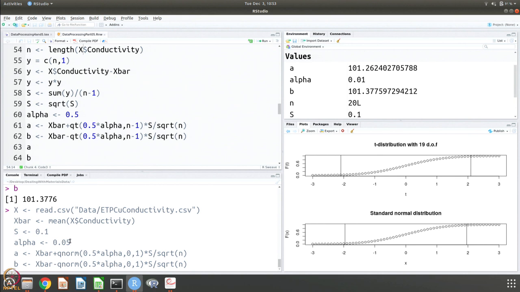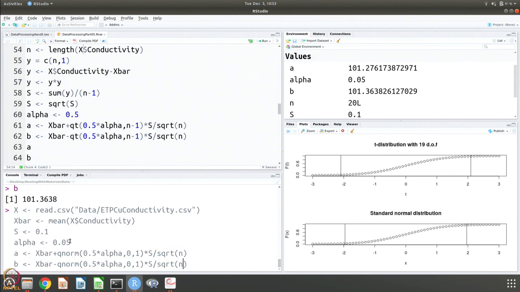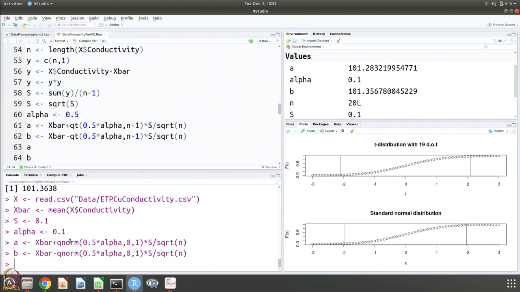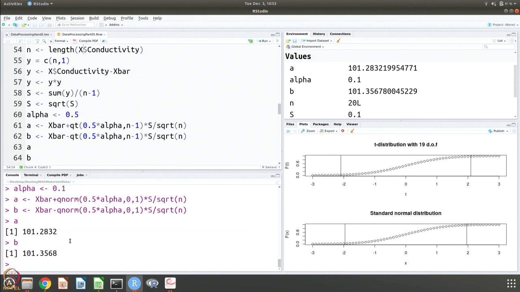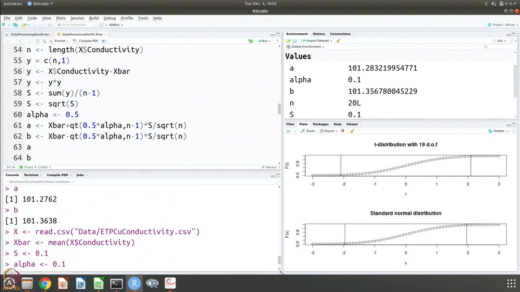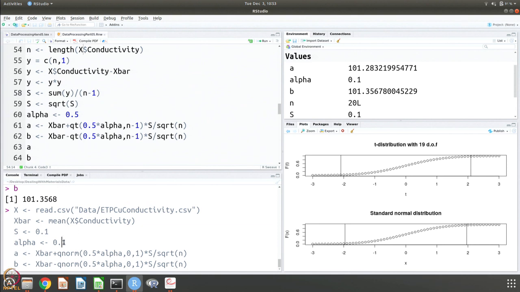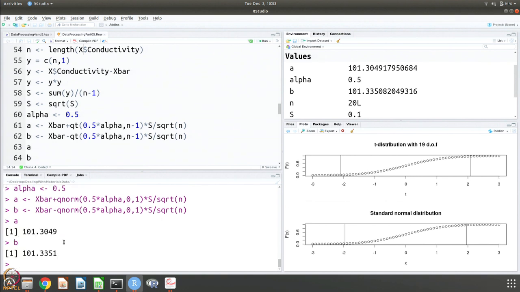So, you can do the same thing for normal now with 95% or you can do for 90%, and as you can see, if you go from 95 to 90, 2736 becomes 2835. So, if you are okay with 50% confidence interval, for example, let us say we want 0.5, then we will be between 101.3 and 101.33.